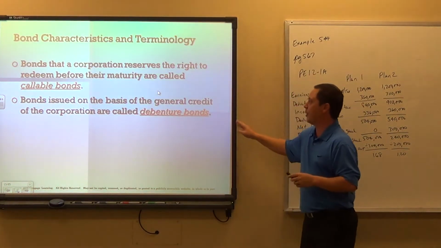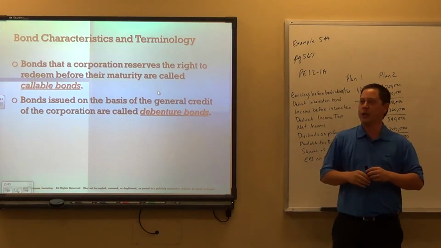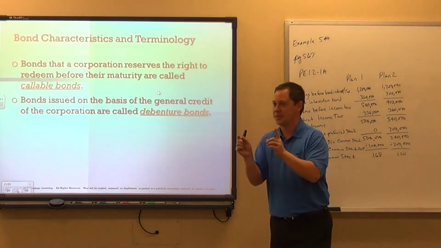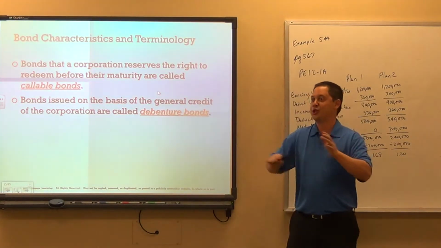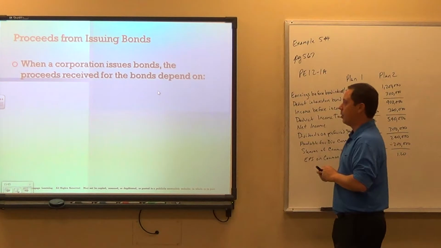So bonds issued on the basis of the general credit of the corporation are called debenture bonds. So it's usually on the general credit of the company. So it's not tied to specific assets. And that's what it is, general credit. This is what the company is. And that's a debenture bond.